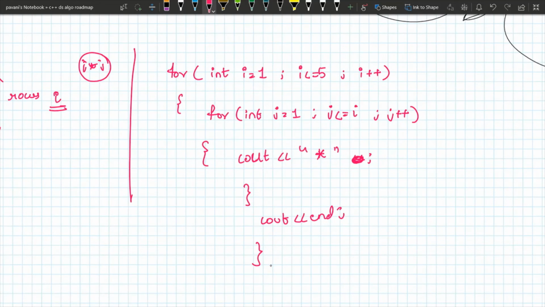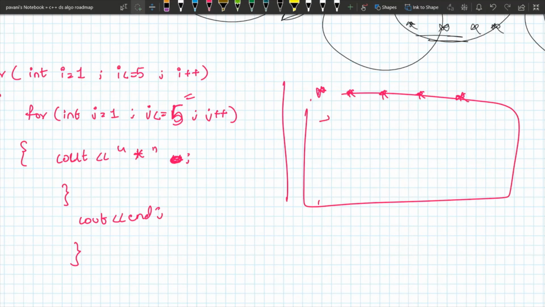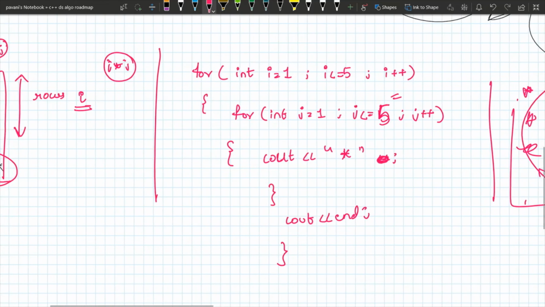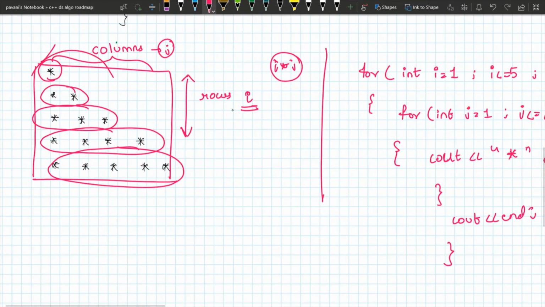For j equal to 1, if I put j is less than or equal to 5, what would happen? Expect the output. It prints 1 2 3 4 5, because every time inside the j loop, 5 iterations are possible, right? For every row it prints this star rectangle. It prints 1 2 3 like this. This is a rectangle. No, I wanted only a half pyramid of stars. That's why we use j less than or equal to I. I think you got this, right?